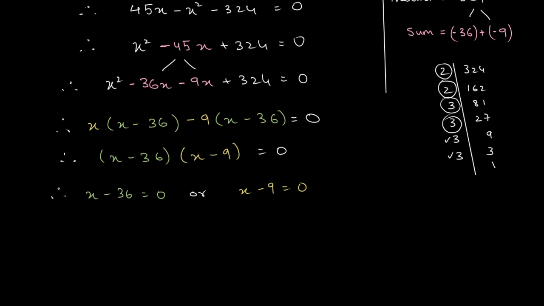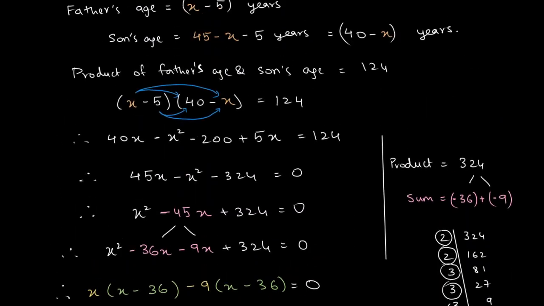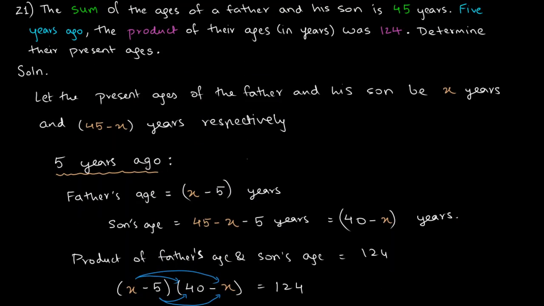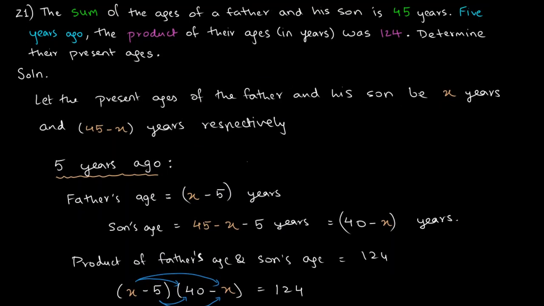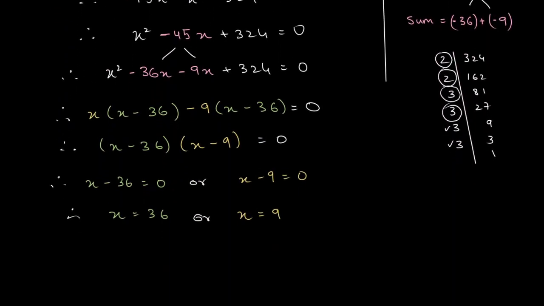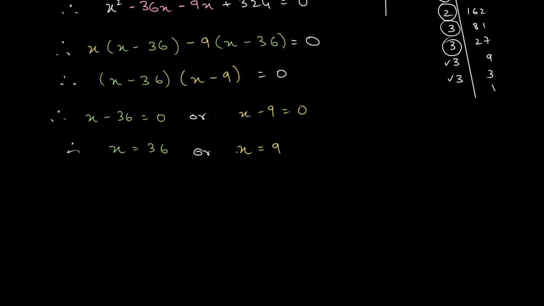Now, if x minus 36 is equal to 0, I can say that x is equal to 36, or if x minus 9 is equal to 0, I can say x is equal to 9. Now, both the numbers are positive. Are both of them valid? So, let's see what x represents. If you guys remember, the present age of the father is x, and that of the son is 45 minus x. So the father has to be older than the son, so we can't have x equal to 9 as the age of the father.